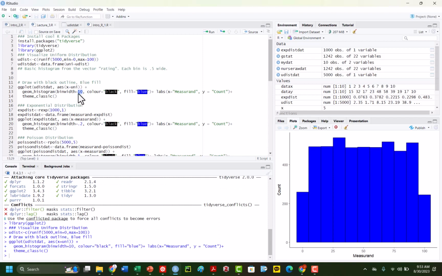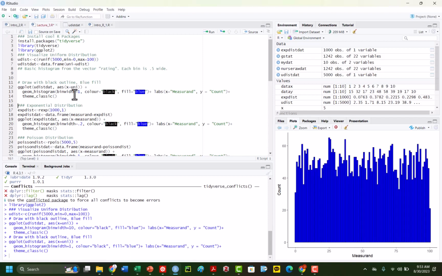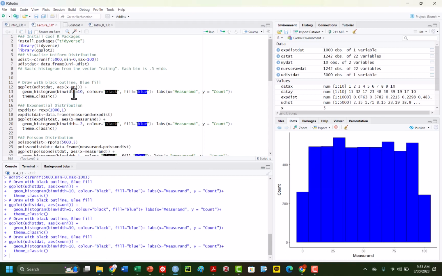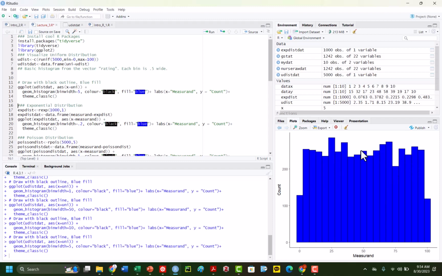And you can change the bin width. So I could change the bin width to be 1. I can change the bin width to be 50. So again, depending on the bin width, you can make your distribution appear a little bit different. But again, this is a pretty typical random distribution.